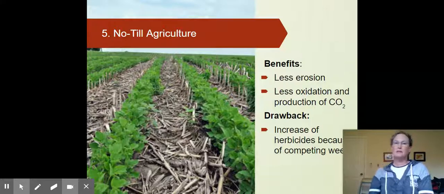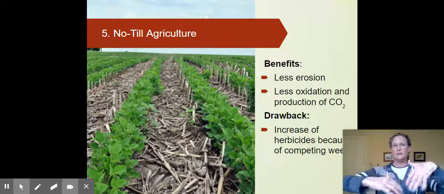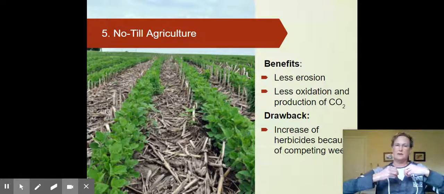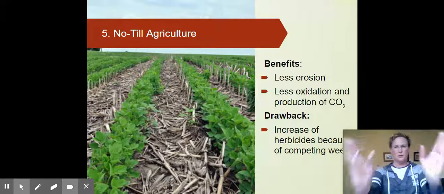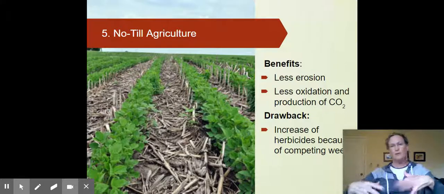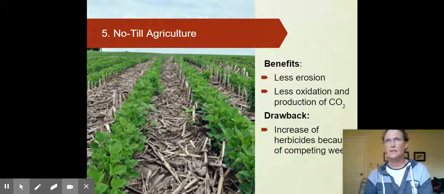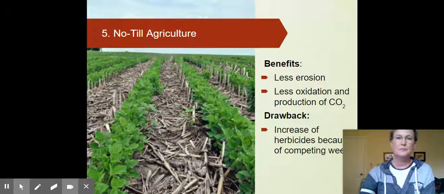The next one is no-till agriculture. The benefits of no-till agriculture are less erosion, and less oxidation and production of carbon dioxide. A drawback is it increases herbicides because of competing weeds. In this case, I think that is sugarcane that's left over, and then there's soybeans growing in between. It uses that mulching from the crop before, but then sometimes you have weeds that you don't want. So that's a drawback.